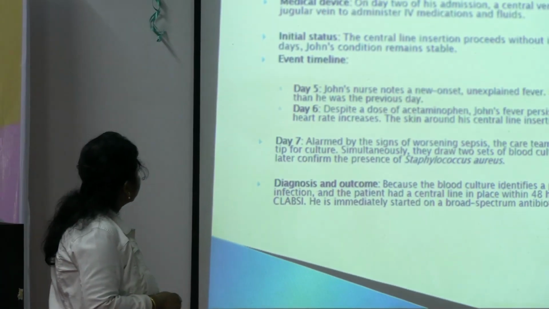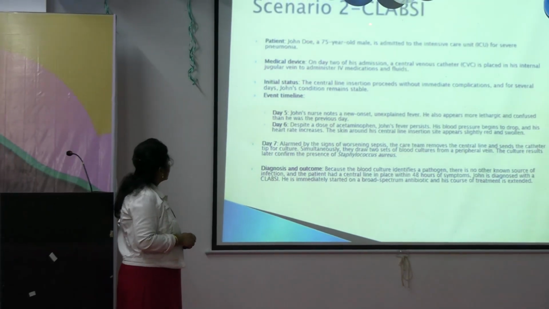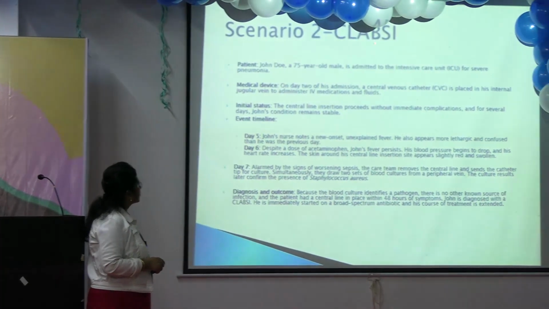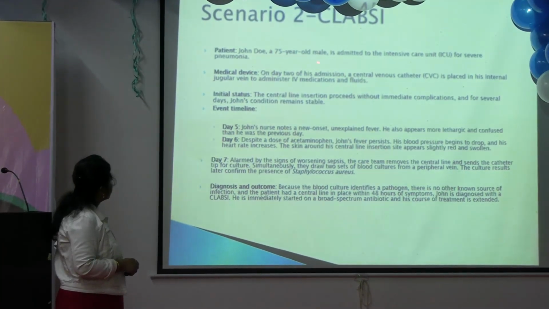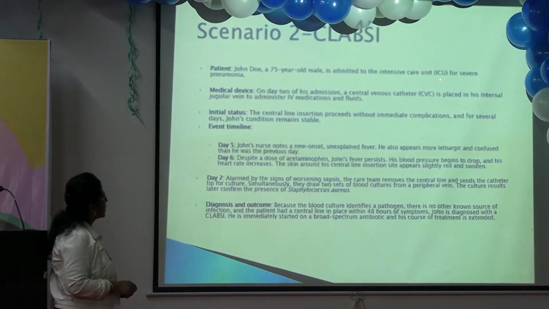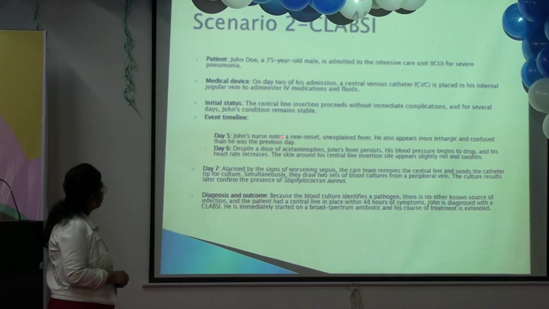Scenario 2, it is a little bit hazy. Okay, here it is CLABSI. I will read it out. CLABSI is central line associated bloodstream infection. So this patient, 75 years old, is admitted to the intensive care unit for severe pneumonia. He was admitted for pneumonia.